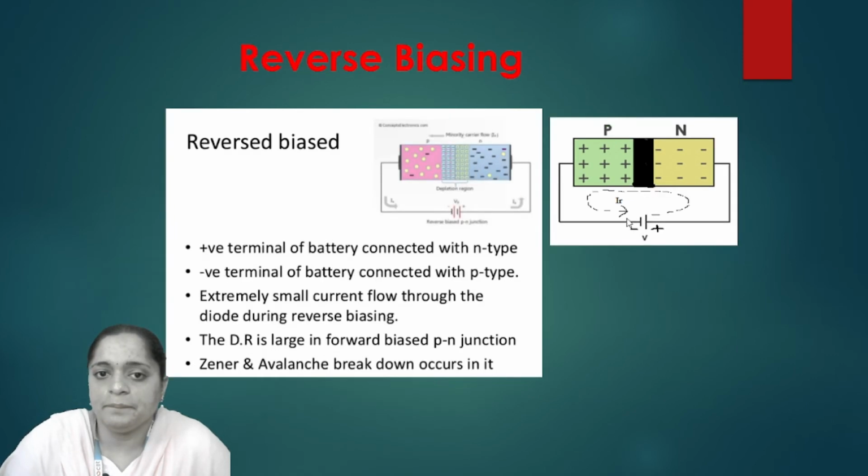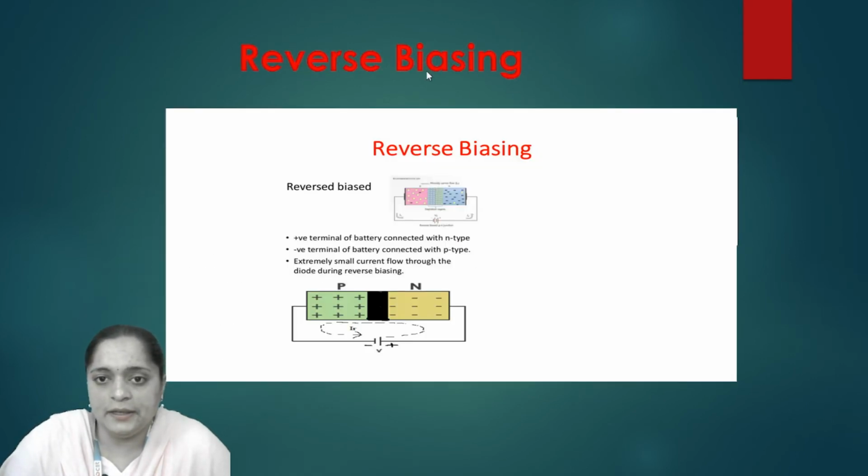We will see reverse biasing, only the basic concept. Here also a p-type semiconductor material consists of a large number of holes, and n-type has a large number of electrons. This strip indicates the depletion region. Here the width of the depletion region is large in reverse bias.